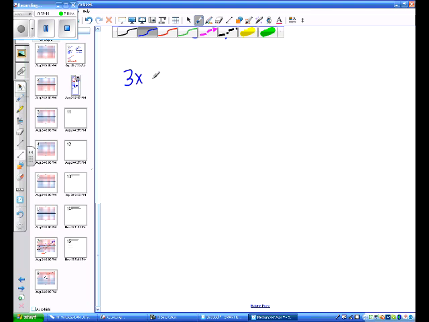3x minus 4y equals x minus y plus 4. And 2x plus 6y equals 5y minus 4. Well, we're going to have to do some work on these before we get started. We need all of our variables on one side, our numbers on the other. We want these in standard form.